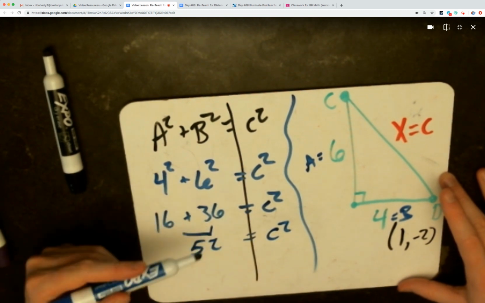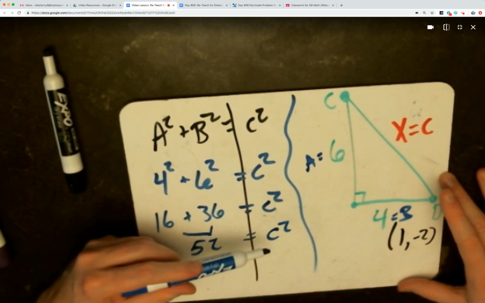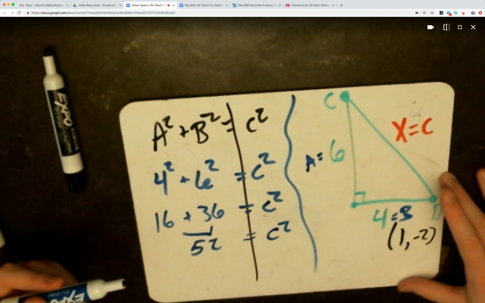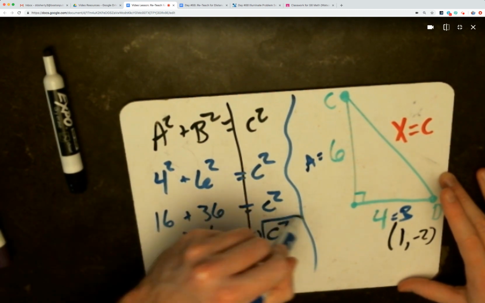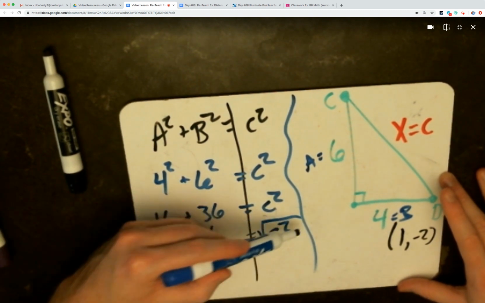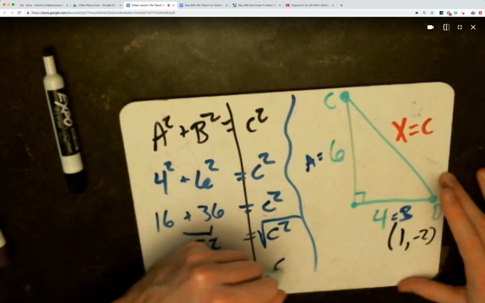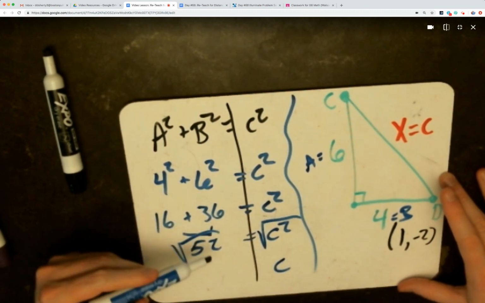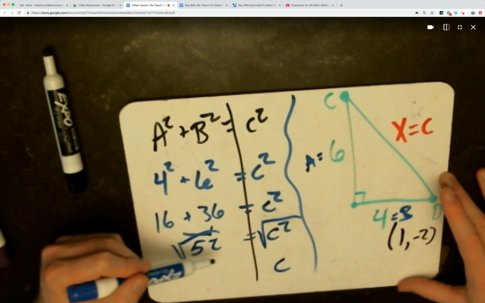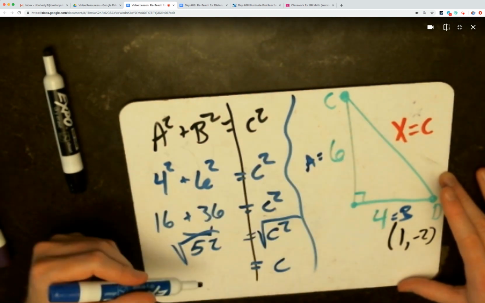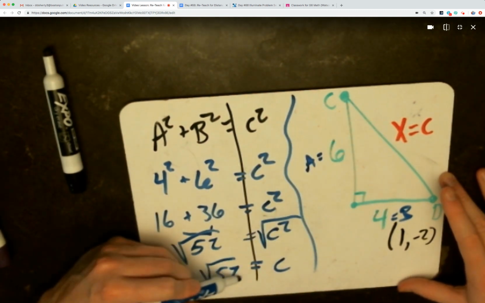What is our last step? Always for the Pythagorean theorem, or whenever we're solving these x squared or c squared equations, the square root is the inverse operation of squared. The square root of c squared is just c. Everything I do to one side of the equation has to happen to the other side, so the value here is the square root of 52.